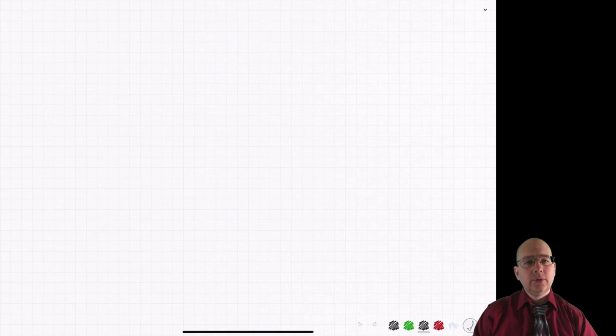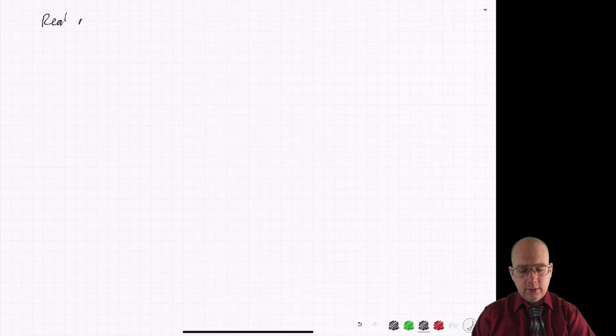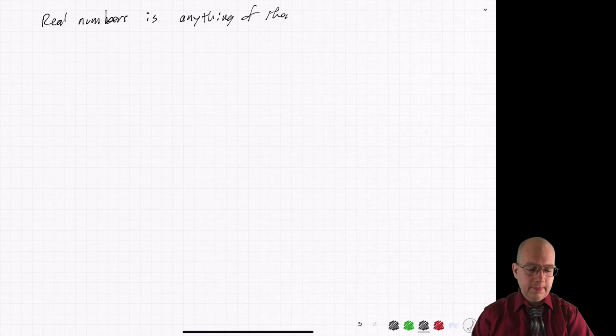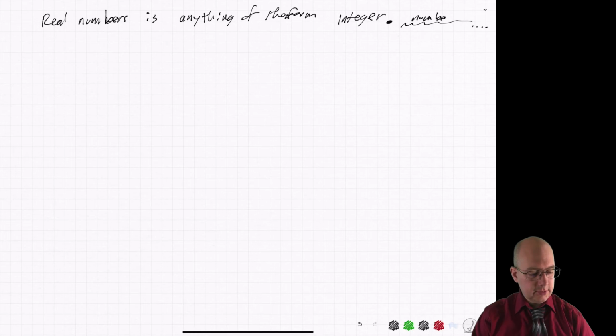All right, so this is going to be a little bit of abstractness going on here. This is for those who really want to know what a real number is. The simple form of a real number is anything of the form integer dot numbers, or maybe I should say digits.